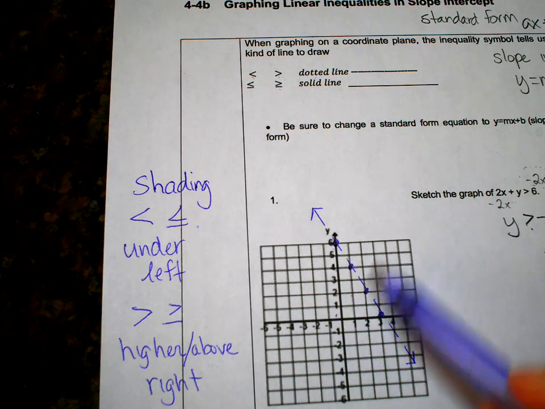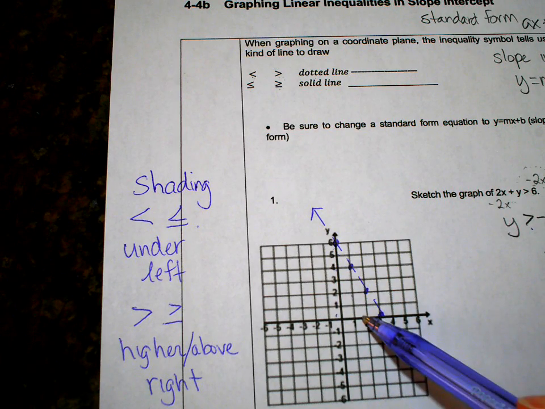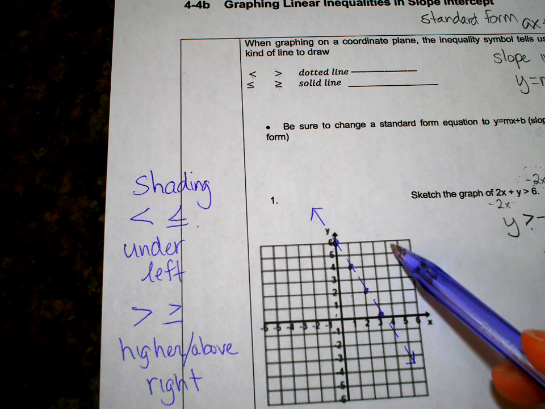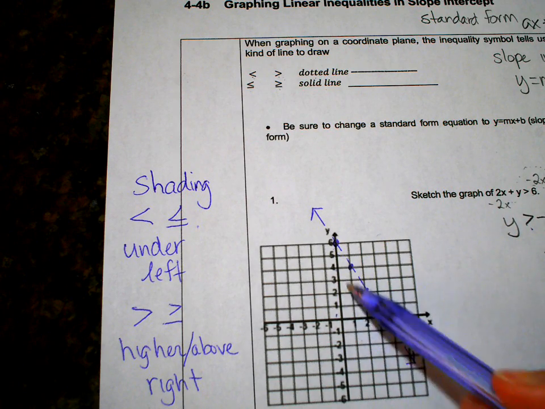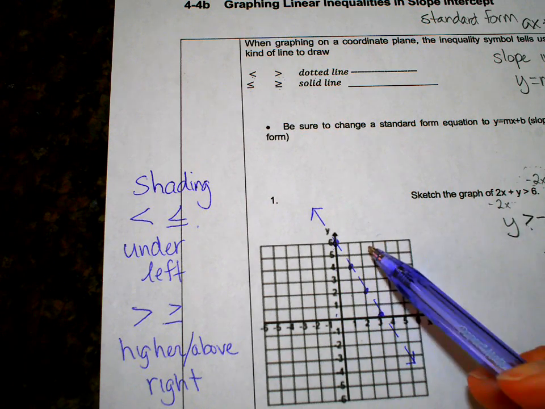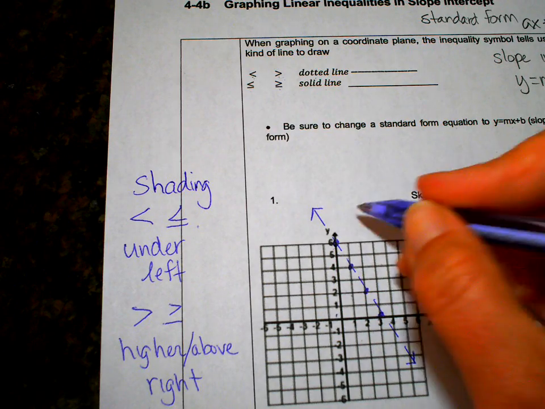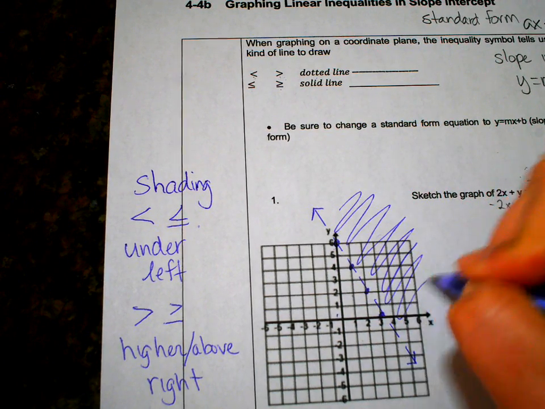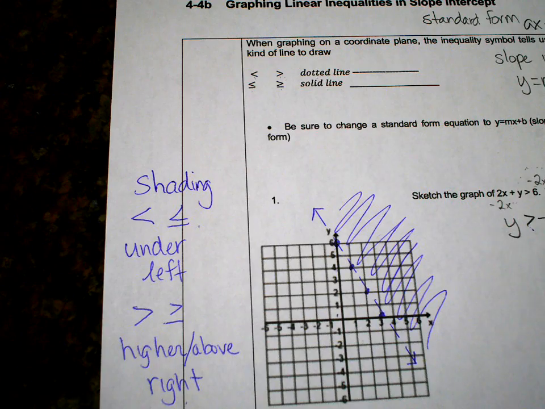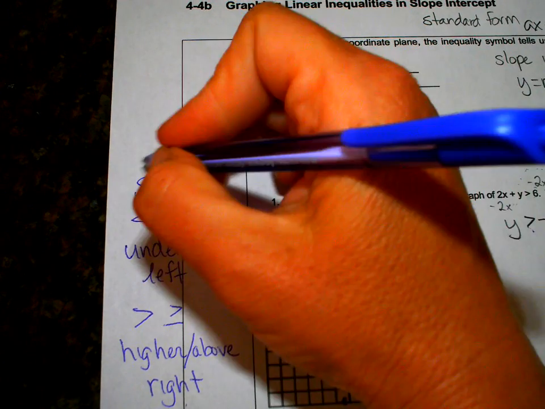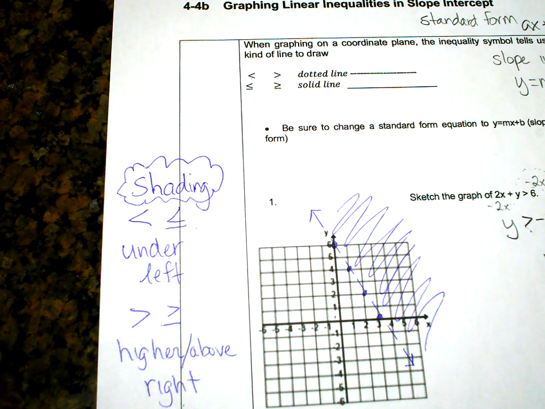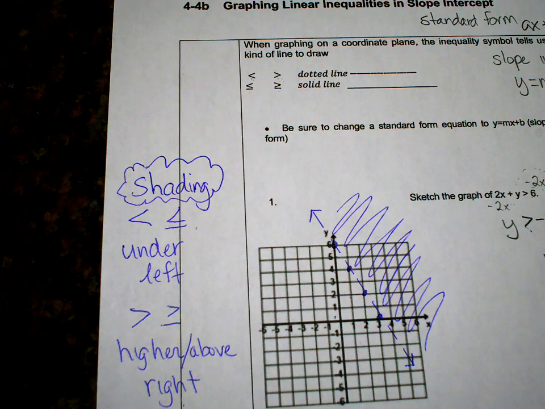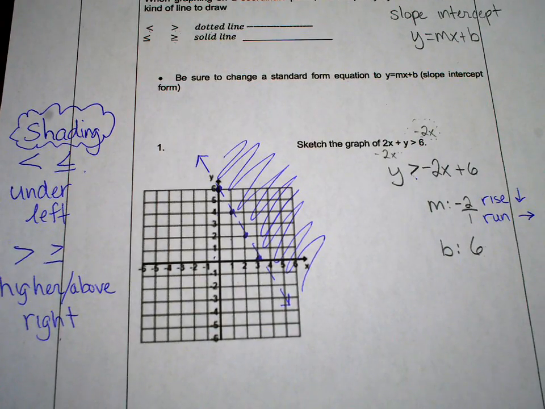So you're looking at, is this below the line? Well, this is below the line. But since I'm doing greater than, I want above the line, higher than the line. So I'm going to go like this. And it's also to the right. Okay. So I need to make sure that I remember. All right. So we're good with this one. Completely done. Let's turn the page and go to number 2.